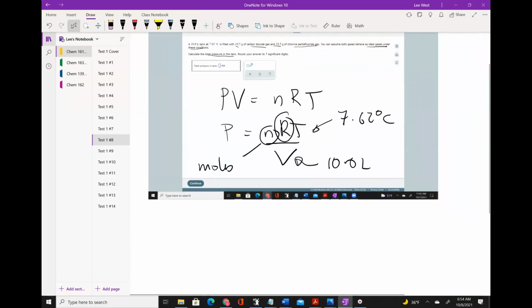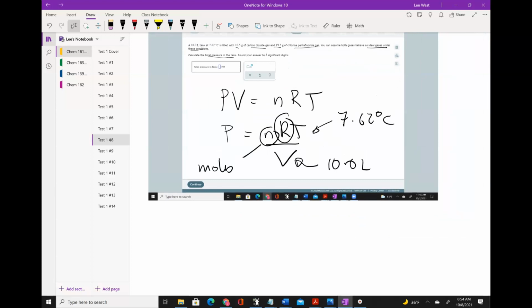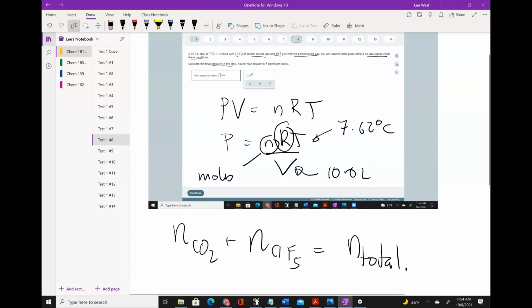So I need to get the number of moles of gas, and there's 2 components here, but it doesn't matter that there's 2 components. It depends not on the identity of the gas, but just on the total moles. So what we're going to do here is the number of moles of CO2 plus the number of moles of chlorine pentafluoride. That'll give us our total moles. So I'm going to go ahead and calculate that.